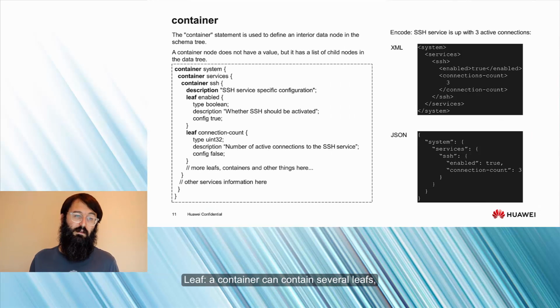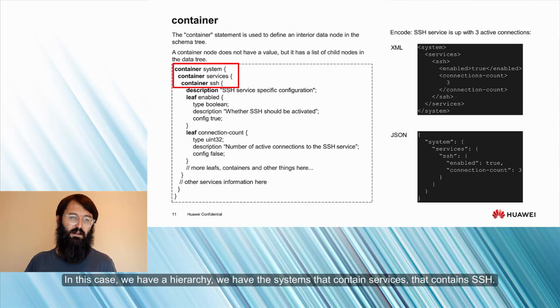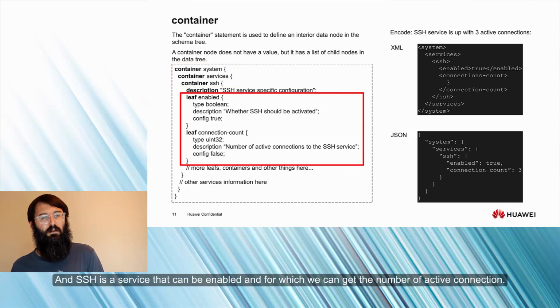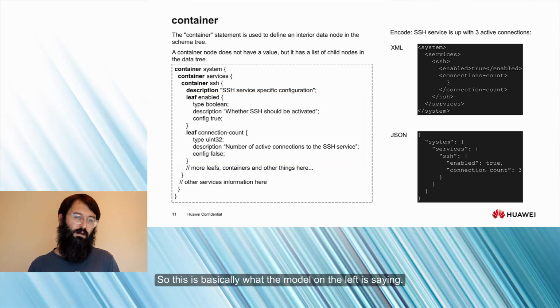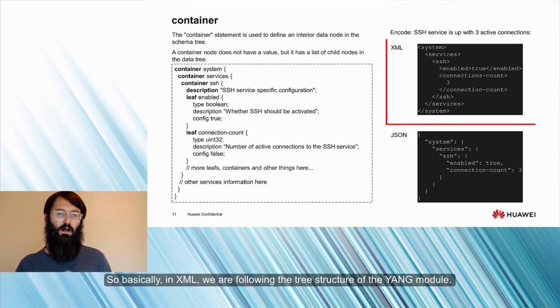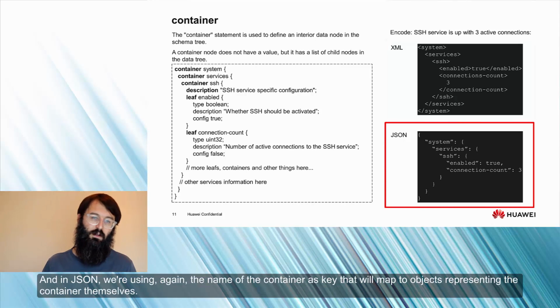A container can contain several leaves or other containers, so basically it's a node that will group other nodes. In this case we have a hierarchy, we have the systems that contain services that contain SSH, and SSH is a service that can be enabled and for which we can get the number of active connections. So this is basically what the model on the left is saying, and this is how you would represent it. So basically in XML we are following the tree structure of the Yang module, and in JSON we're using again the name of the container as key that will map to objects representing the container themselves.